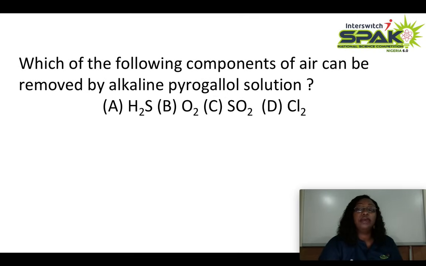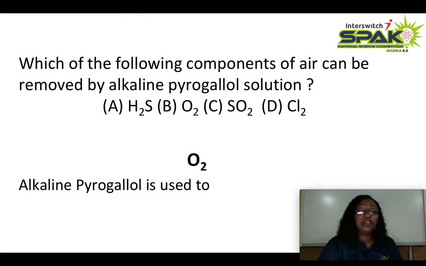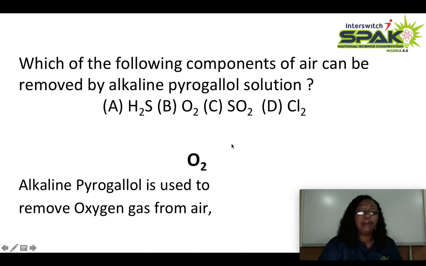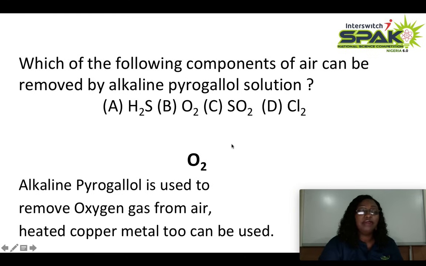Which of the following components of air can be removed by alkaline pyrogallol solution? The answer is oxygen. So, in the laboratory preparation of nitrogen, oxygen is removed by alkaline pyrogallol. And another thing that can be used to remove oxygen also is heated copper metal. Heated copper metal too can be used to remove oxygen from air.